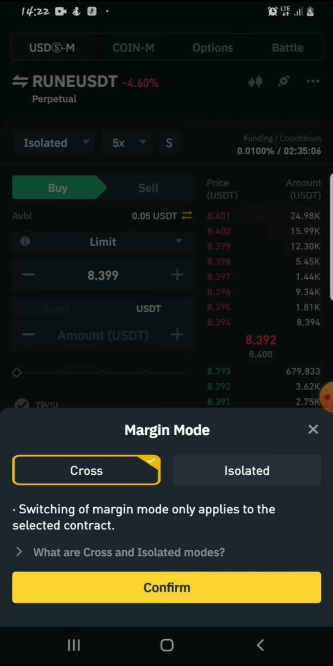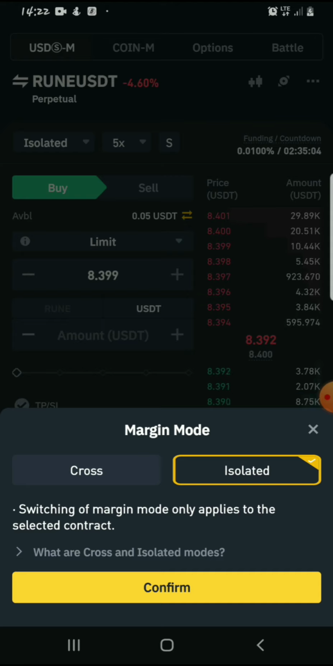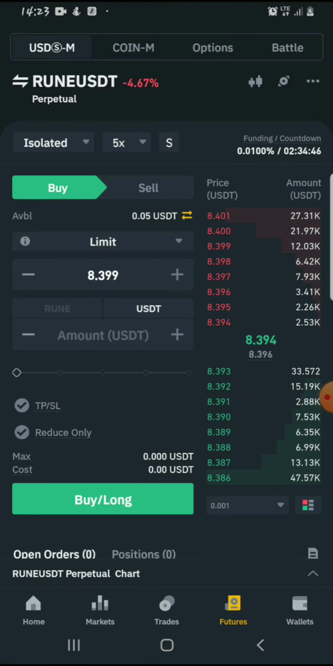But as a beginner, I suggest you use isolated mode, because when you are making a loss on a particular trade, it won't affect your other trades. With a cross position, all positions opened on cross mode are working hand in hand. So I normally use isolated for all my trades. So I put on isolated.